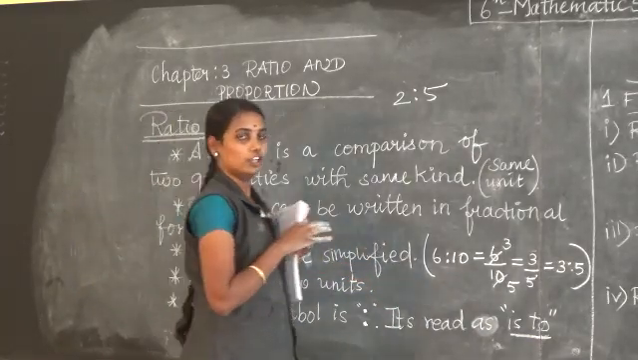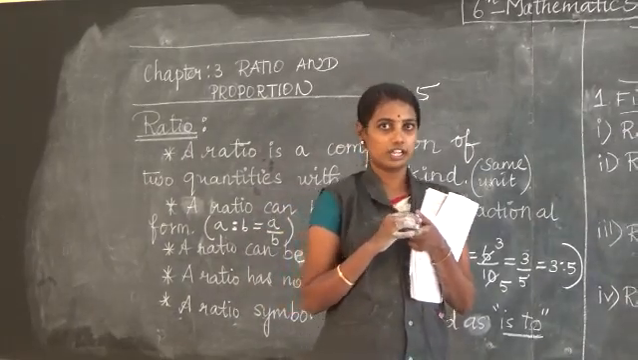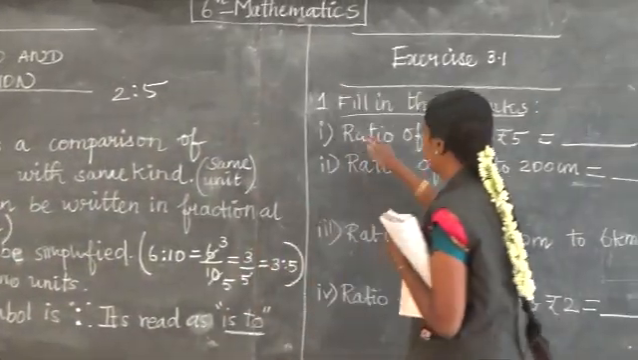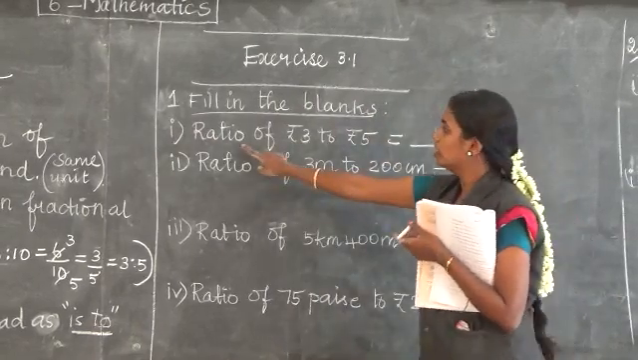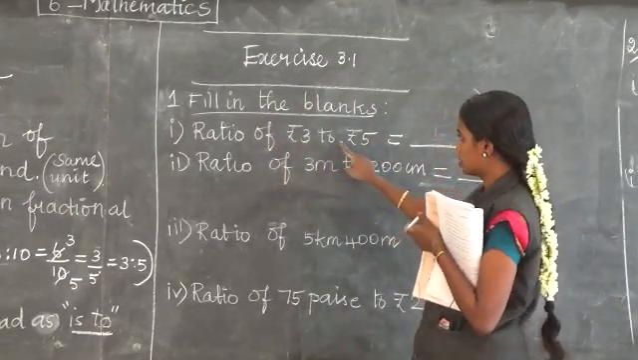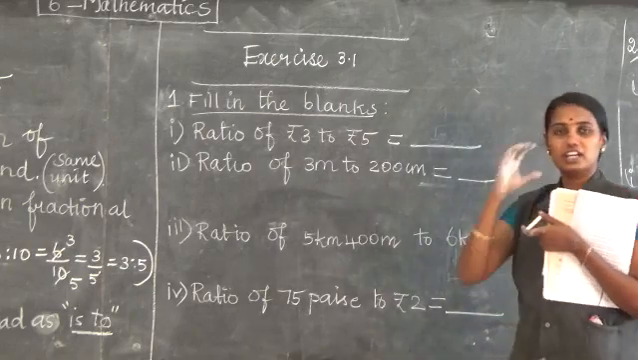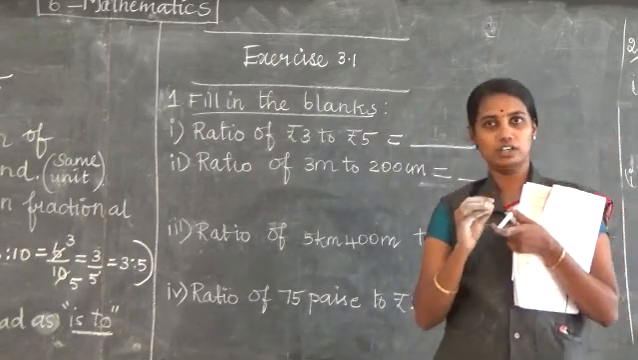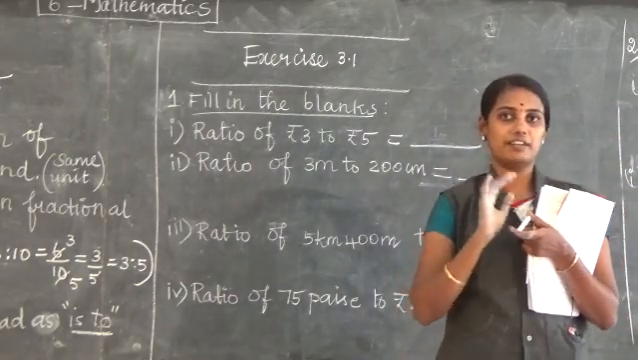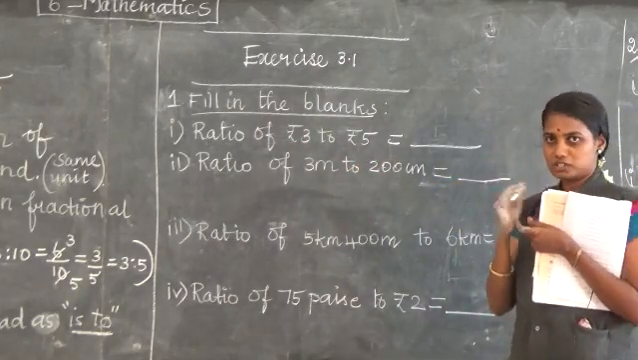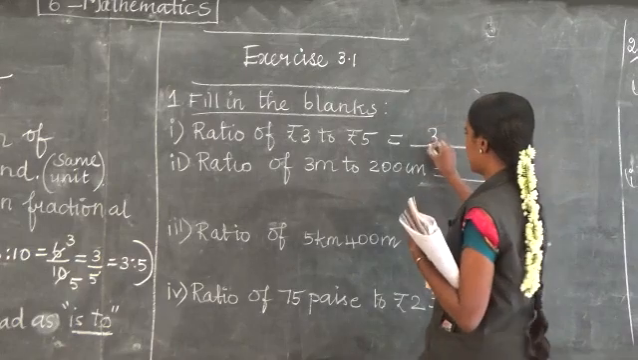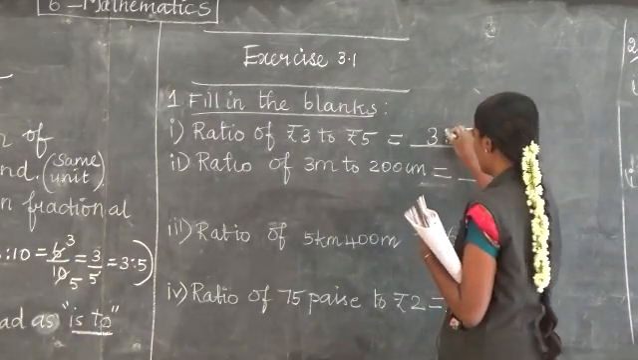Shall we go for the problems? Exercise 3.1, fully we are going to see about ratio. First question, fill in the blanks. Option 1, ratio of rupees 3 to rupees 5. Whenever you see a ratio, first find out whether it is the same unit or not. Here also rupees, here also rupees. So it is the same. So I can write it as 3 is to 5.